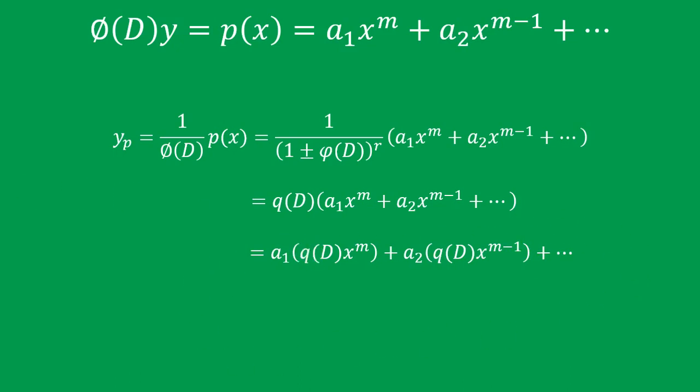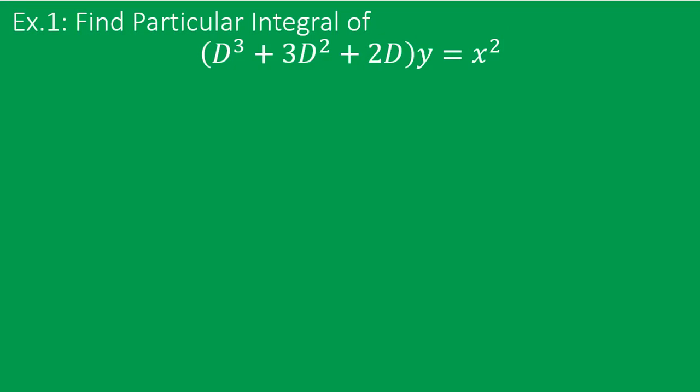So let us have one example. Here we have to find the particular integral of (D cube plus 3D square plus 2D) operates on y is equal to x square. So the first step is yp. Here our yp is 1 upon (D cube plus 3D square plus 2D) operates on x square.